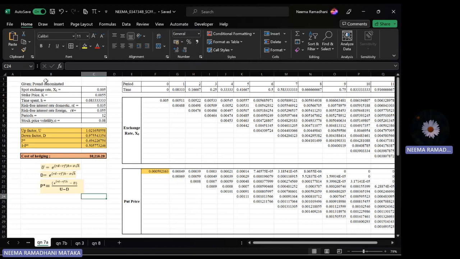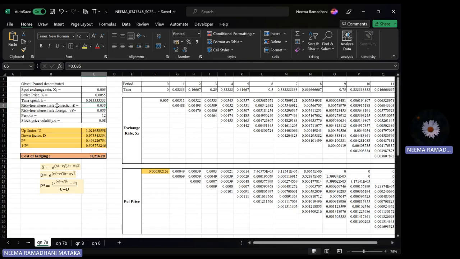I listed the data that I was given from the question in this table here, whereby the spot rate, since this is pound denominated, the domestic interest rate will be R pound, the interest rate for the pounds, so 0.035. And also the foreign risk-free rate is R yen, which is 0.055, and the periods we're given is 12. And lastly, the volatility at 0.008.